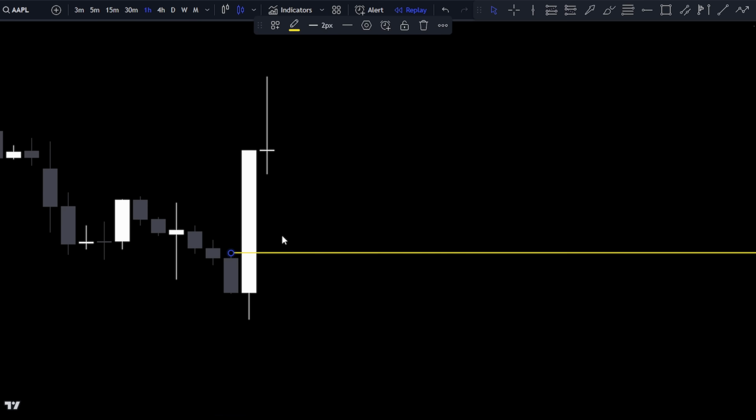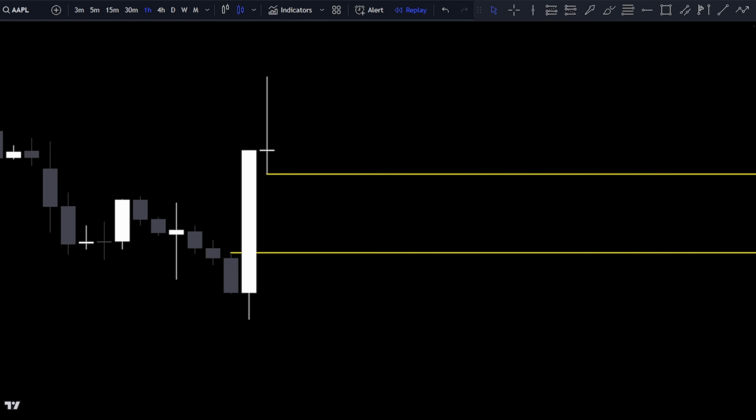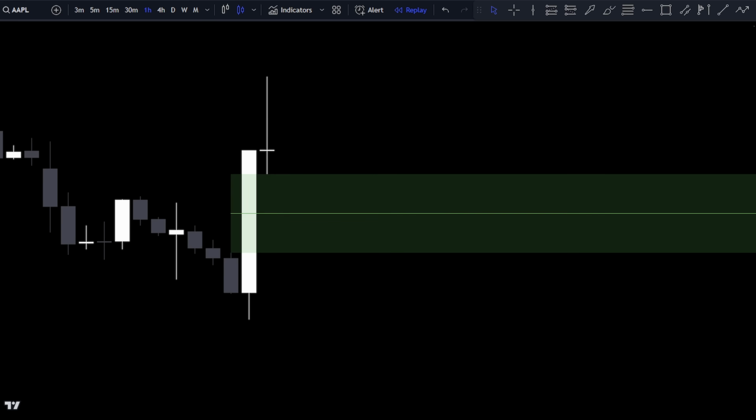Now, before we dive into inverse fair value gaps, let's quickly go over what a fair value gap is. An FVG is a market imbalance formed from a sequence of 3 candles where the outer candle wicks fail to overlap the central candle body. The range between these wicks highlights the fair value gap. For example, a bullish FVG forms when the low of the current candle is higher than the high of the candle 2 bars ago, creating a visible gap on the chart.